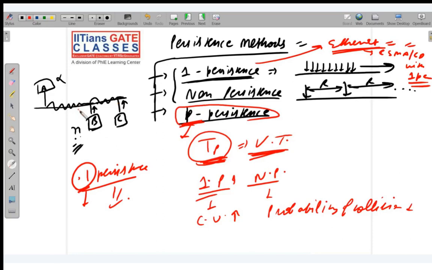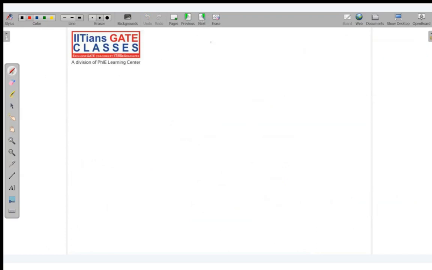But CSMA is not talking about what to do after collision. What if station A and B started sending data at the same time and collision occurs? What to do after that? It is not talking about that. That means CSMA is not a complete protocol. It is an incomplete protocol. So now we need to extend this, and we have two extensions of CSMA: CSMA CD and CSMA CA. Take a snapshot of this. Done, sir.